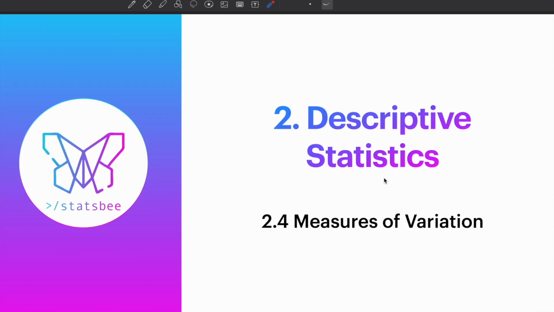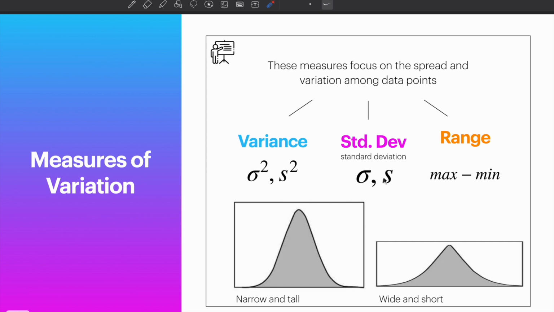Alright, so now we will look at measures that will describe the spread of the data, also sometimes called measures of variation or measures of dispersion. So these measures also would give us an idea how our distributions would look like. Either it is tall or narrow, or maybe wide and short, as this one over here. And then amongst our measures, we have what we call a variance, and then we have a standard deviation, and then we have a range.